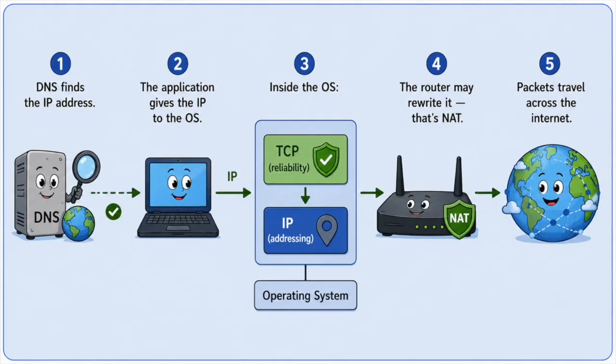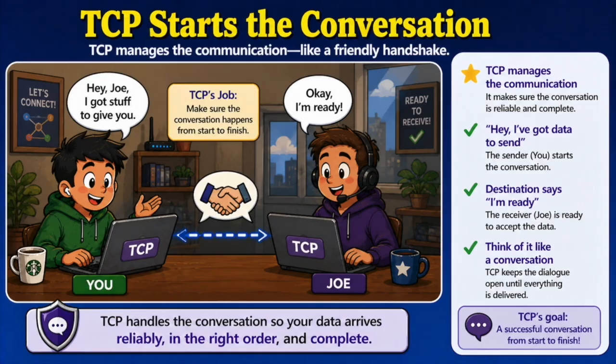I'll put it all together. DNS finds the IP address. The application gives the IP to the OS. And inside the OS, the operating system, TCP adds reliability, IP adds addressing. The router may rewrite it, and that's NAT, it generally does. And the packets travel across the internet. TCP says, hey, Joe, I got stuff to give you. Joe answers back, okay, I'm ready. TCP says, okay, I'm sending it down to IP to make the delivery.